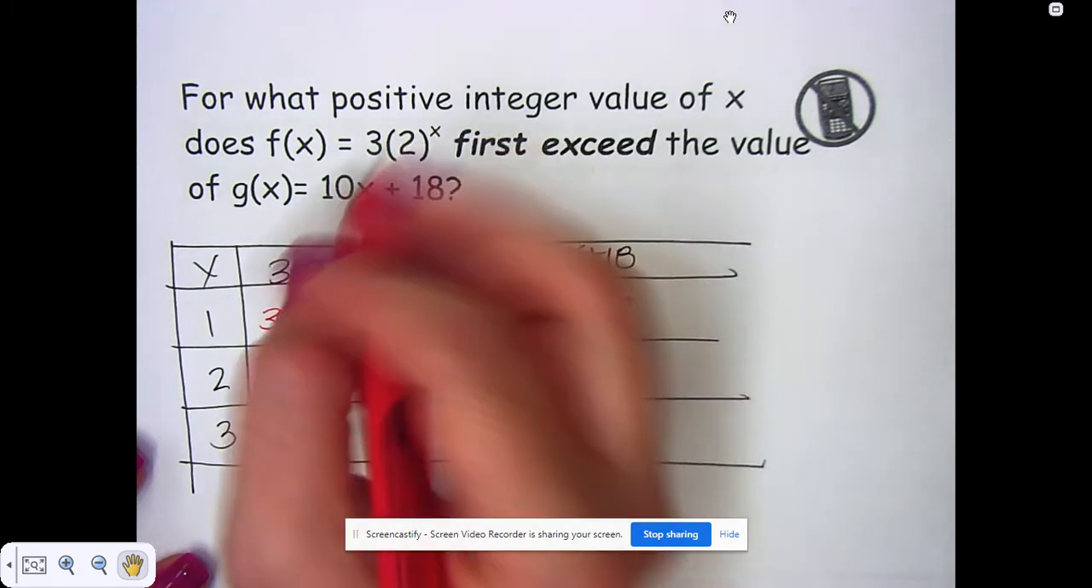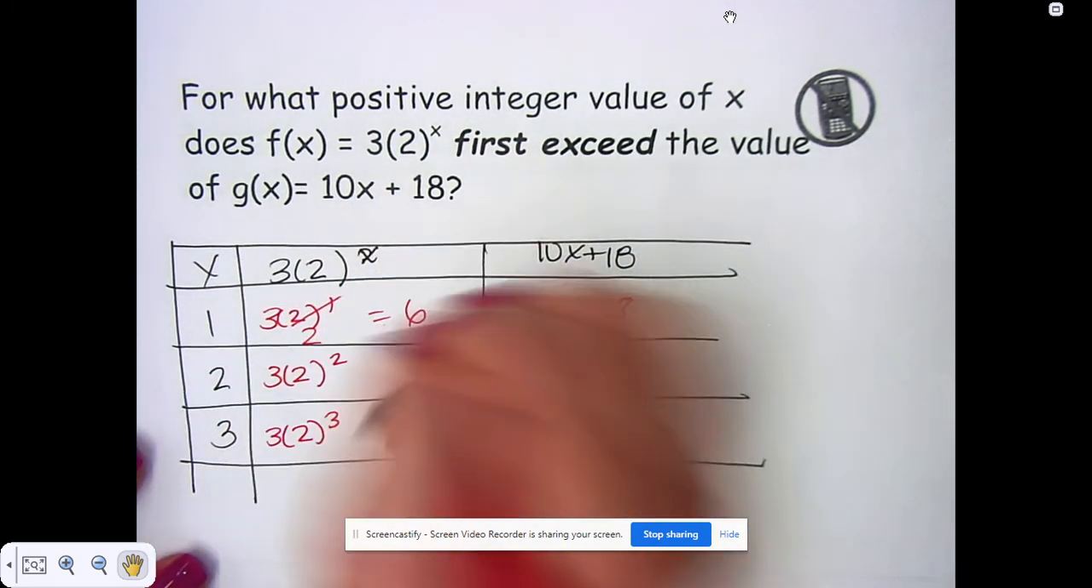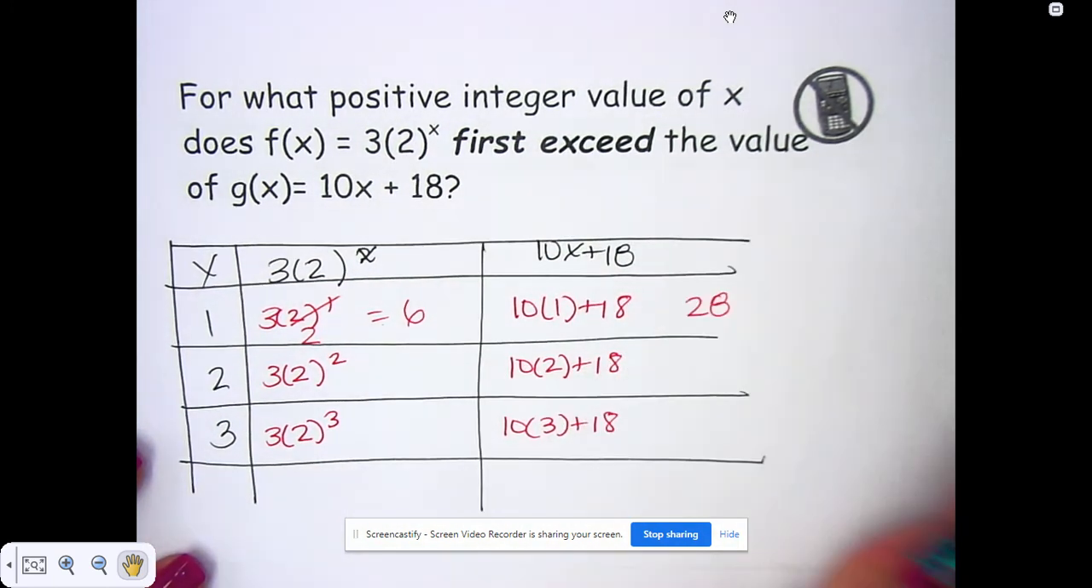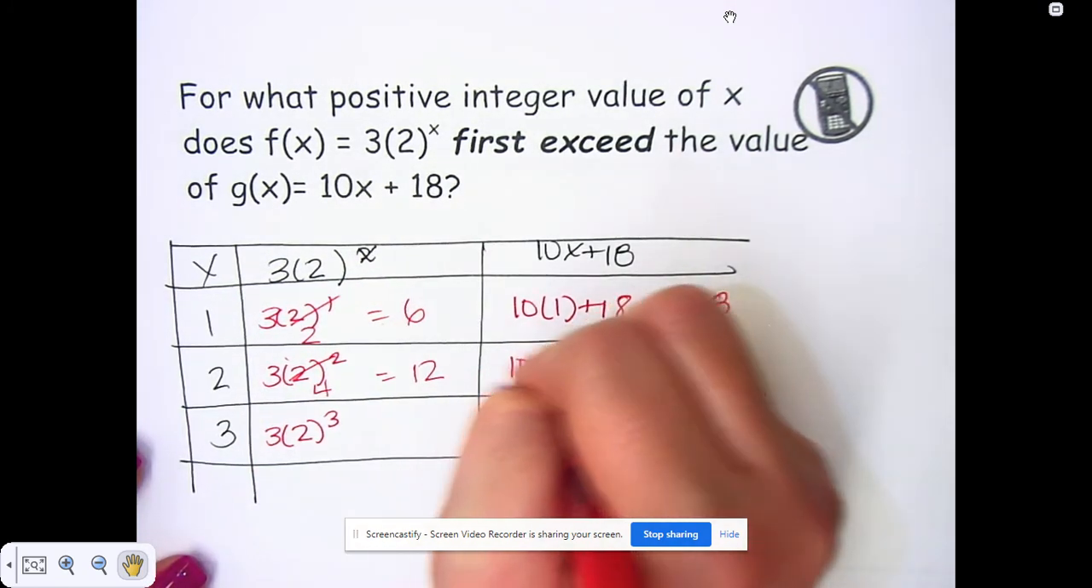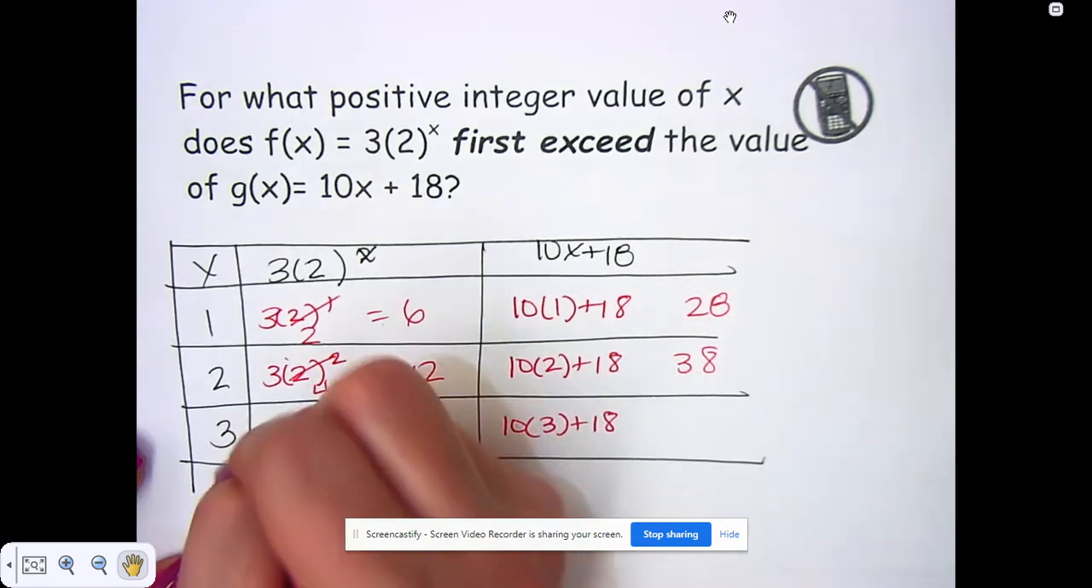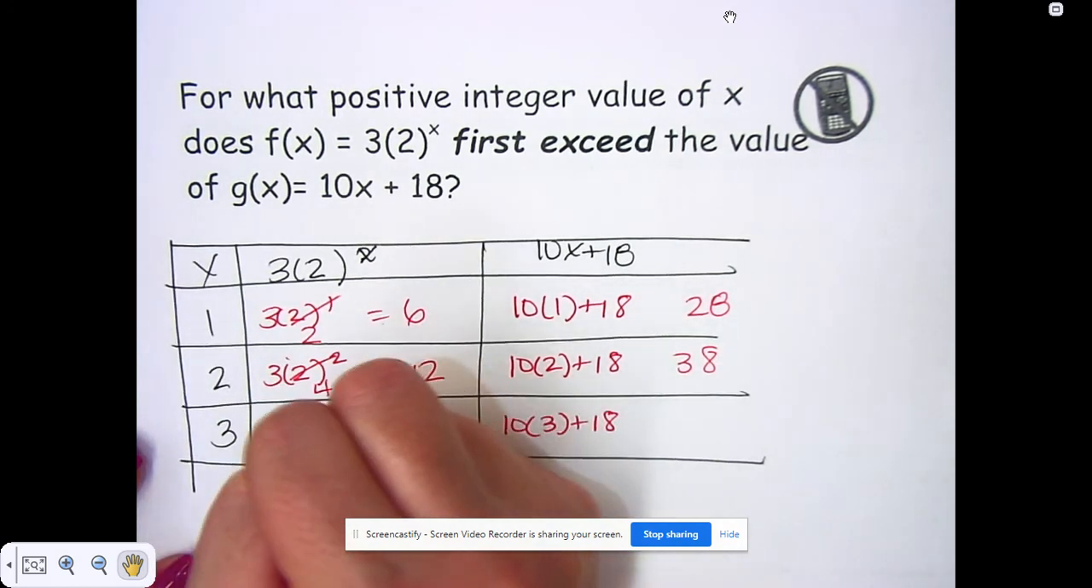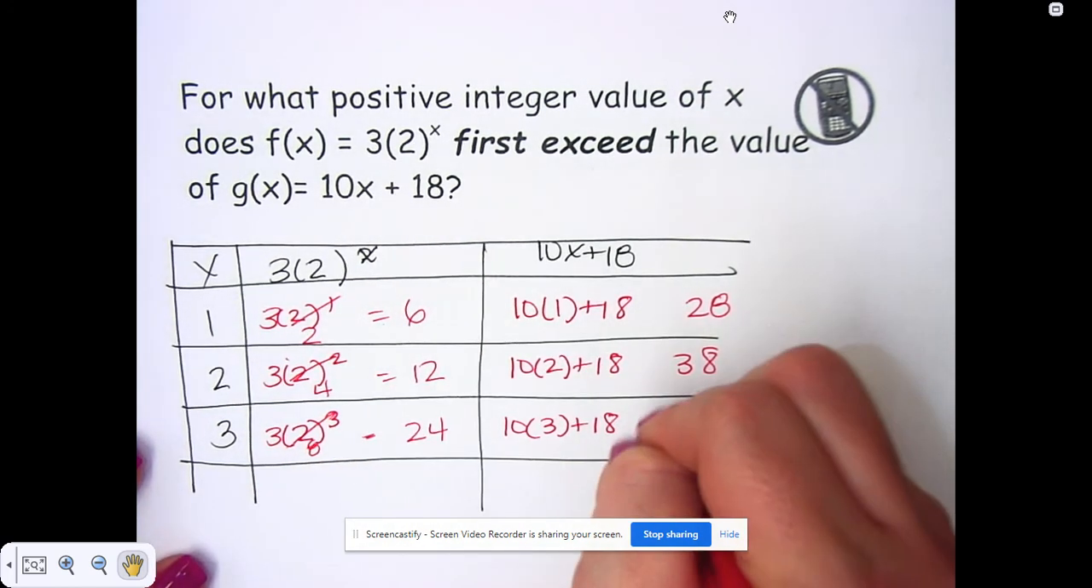Okay, so 2 to the first is 2. 2 times 3 is 6. This would be 28. 2 squared is 4. 4 times 3 is 12. This would be 38. 8 times 3 is going to be 24. This would be 48.